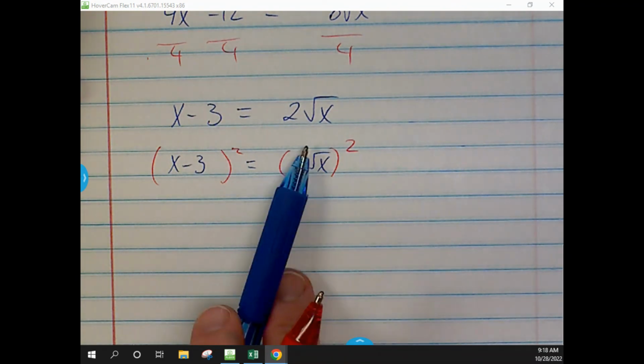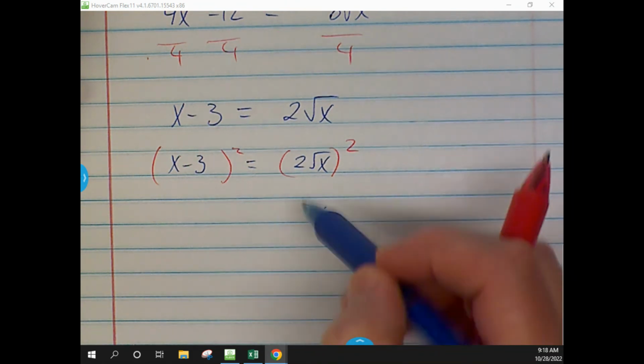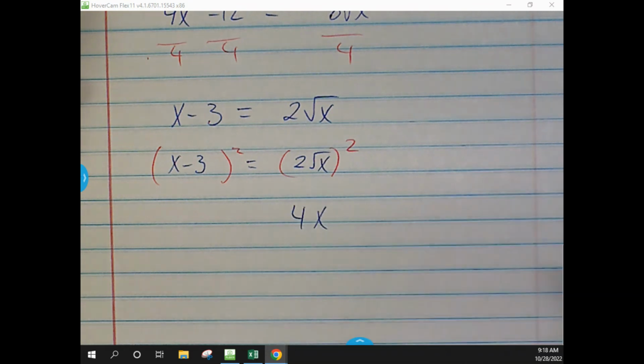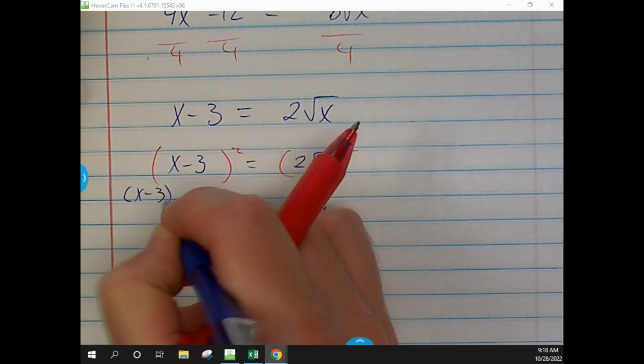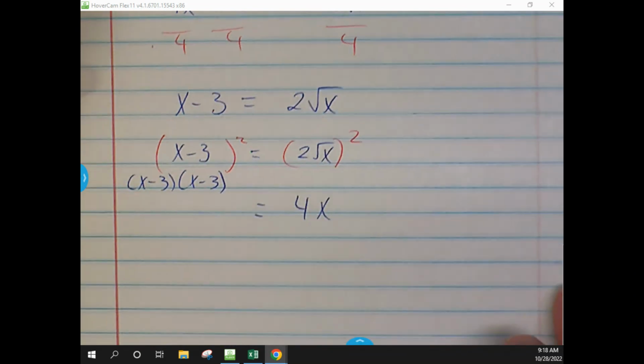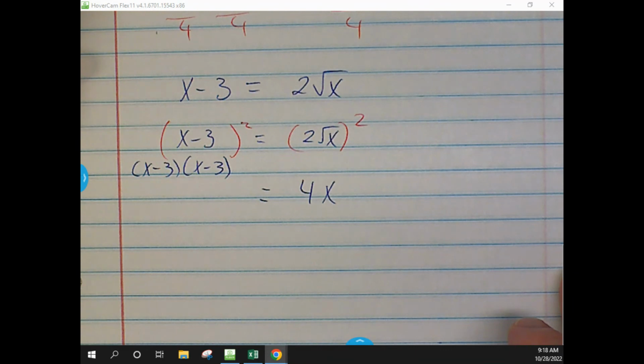Okay. And on the right-hand side, if it was just square root of x, it would just be x. But it's also going to be 2 squared. So if we do 2 squared, that would make that a 4x. And on the left-hand side, we are going to have to do the full method one more time.